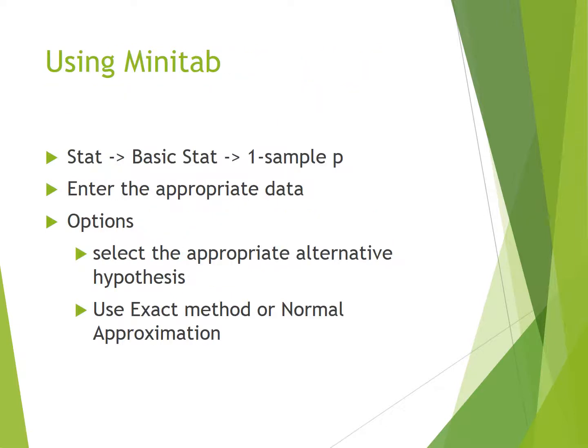We go to the same place we went for confidence intervals. We enter in the appropriate data, but this time we need to select the appropriate alternative hypothesis. Then you either use the exact method or the normal approximation. Of course, I think the exact method is better because it's the exact method. It gives you the exact answer, not an approximation.